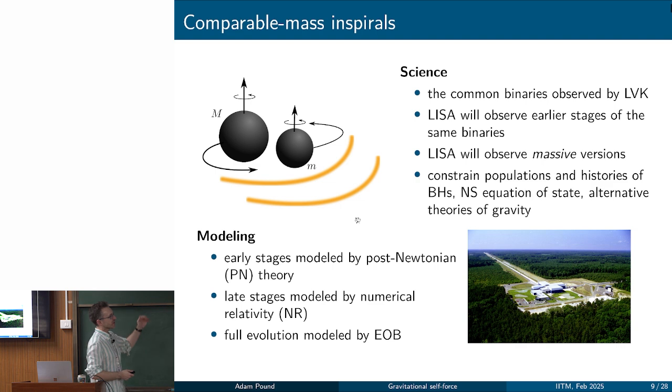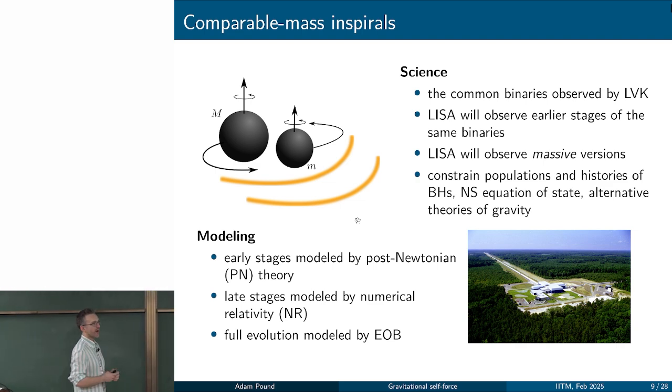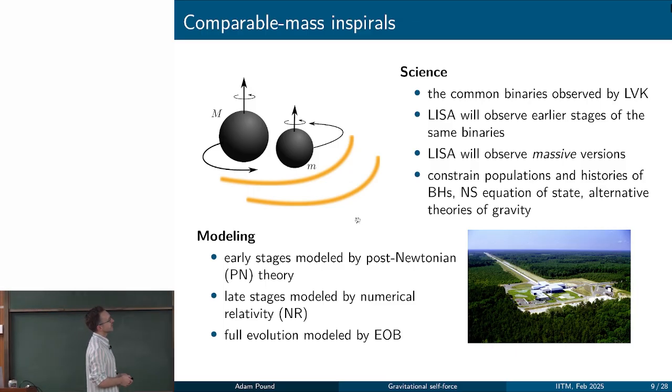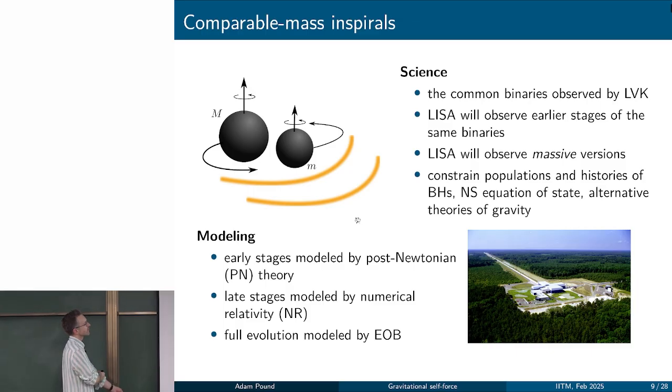Okay, so I want to run through the different kinds of binaries and say why each one is interesting and how we need to model them. So comparable mass binaries, the things we currently see.